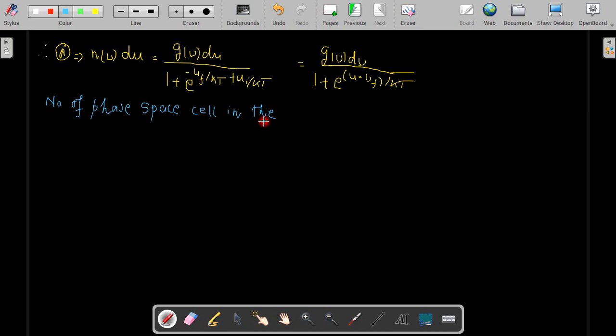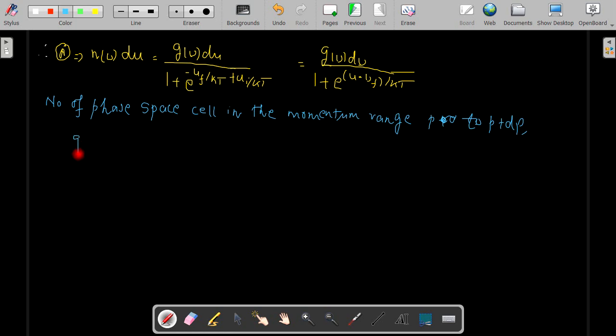Cells in the momentum range p to p plus dp. Let me write it down: p to p plus dp. So how many are there? There is a very standard result for this.